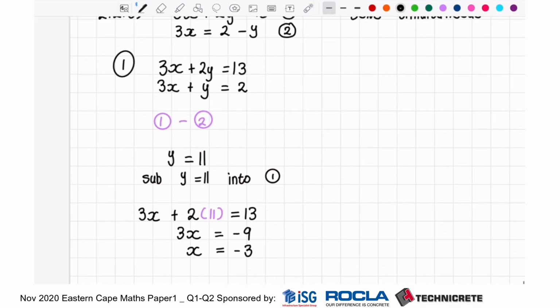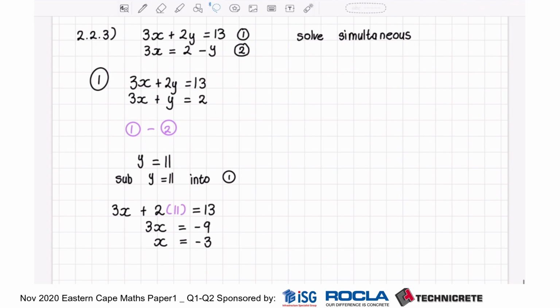Okay, and if you had subbed it into equation 2, if you had subbed this y equals 11 into equation 2, you would have got the same answer, because 2 minus y, which is 11, you would then get negative 9, and you would have that negative 3x is equal to negative 9 again, and then you solve for x in the same way.